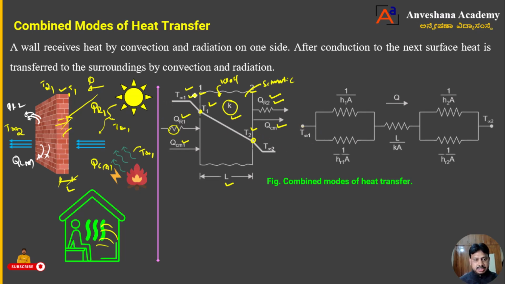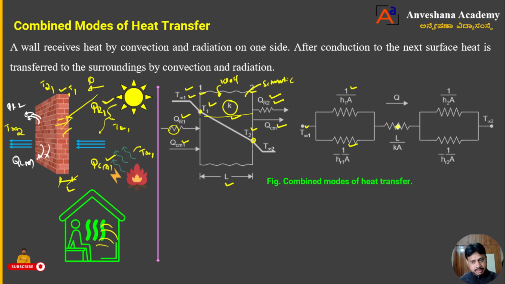Initially the temperature is T infinity 1. So T infinity 1, then heat is going to transfer in two modes. One is radiation heat transfer, another one is convection heat transfer. So that radiation heat transfer I will show here as 1 divided by HR1 A. Then convection heat transfer I can mark here as 1 divided by H1 A. That is happening in parallel. Then later after this, heat is going to transfer into the wall. That is nothing but conduction heat transfer.